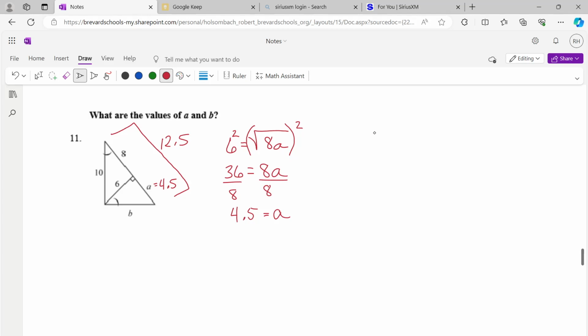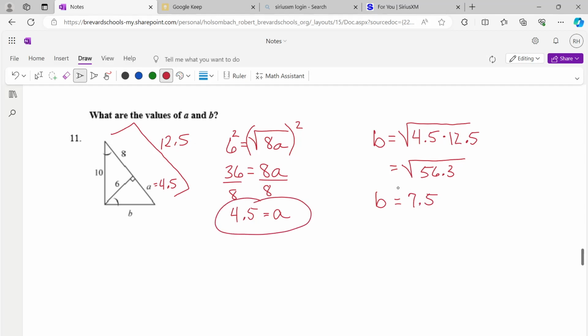So our B is equal to the square root of 4.5 times 12.5. And 4.5 times 12.5 is 56.3. And the square root of 56.3 is equal to 7.5. So our B is equal to 7.5. Here's our A, here's our B.